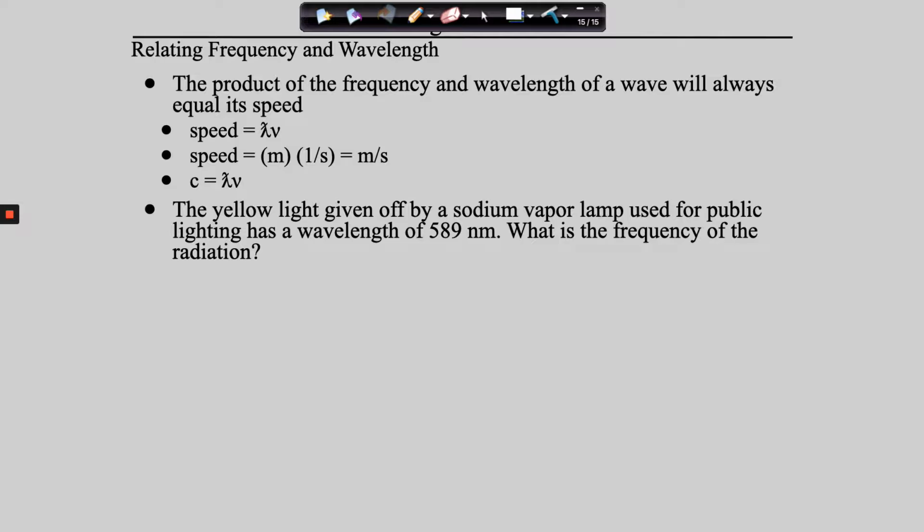Thus this question. It says the yellow light given off by a sodium vapor lamp used for public lighting has a wavelength of 589 nanometers. What is the frequency of the radiation? You now have a minute to solve this.